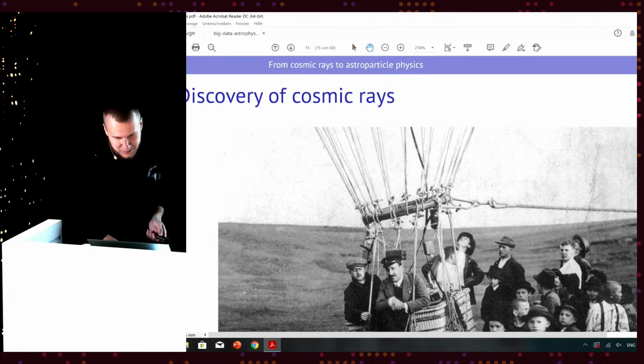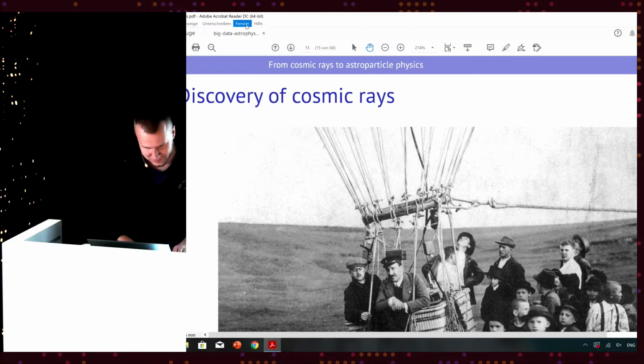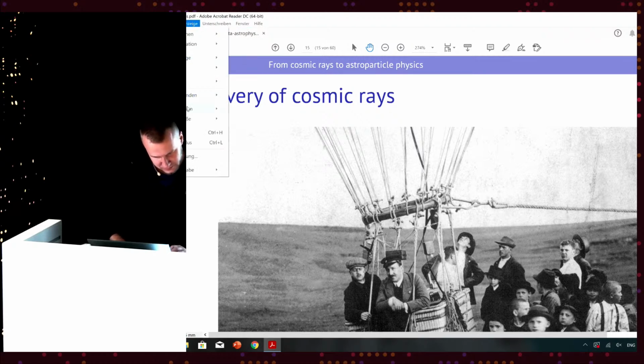Have to. It's F5 maybe, or Control F5. How to make this full screen?